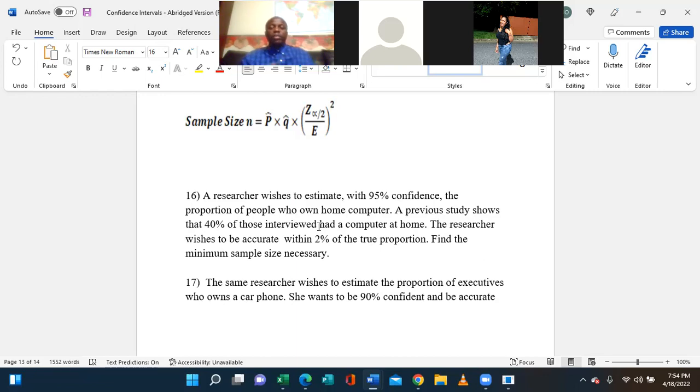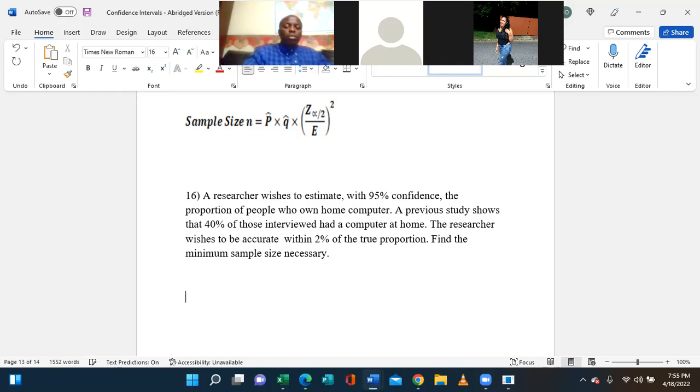Let's say a researcher wishes to estimate with 95% confidence the proportion of people who own a home computer. A previous study showed that 40% of those interviewed had a home computer. The researcher wishes to be accurate within 2% of the true proportion. Find the minimum sample size. So, solution. First of all, they give us the p hat as 40%.